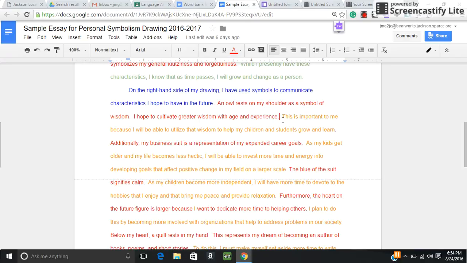But now I have the orange. This is where I need to explain either how I'm going to achieve that characteristic, like how I'm going to become wise, or why it's important to me. This is important to me because I will be able to utilize that wisdom to help my children and students grow and learn. You can see this is really a why it's important to me.